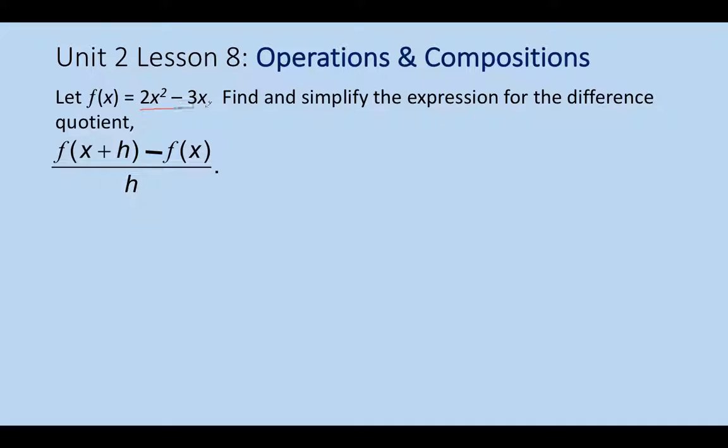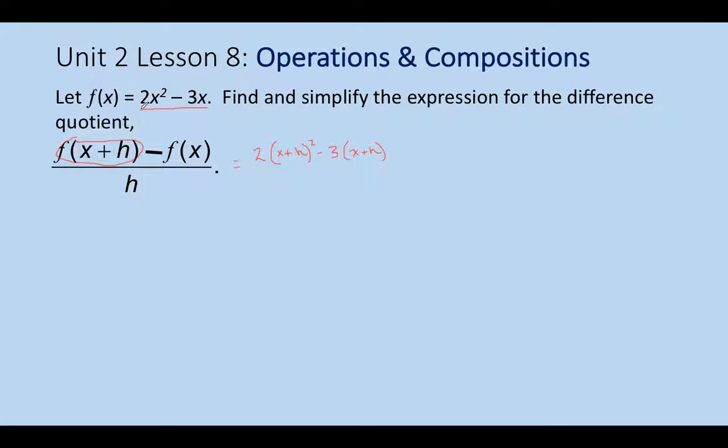So if I want f of x plus h, all I'm going to do is say, all right, well, I need to plug x plus h in wherever I see the x. So I have 2 times x plus h squared minus 3 times x plus h. Okay, now, so that takes care of this part right here. F of x plus h, I have plugged x plus h in wherever I see the x. And then I've got minus f of x.